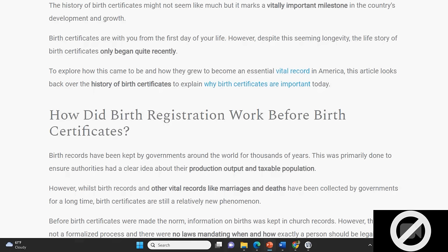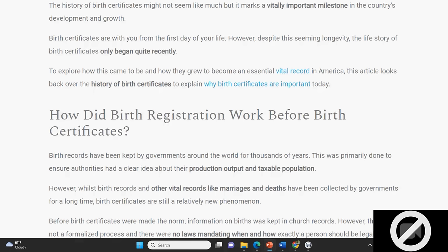To explore how this came to be and how they grew to become an essential vital record in America, this article looks back over the history of the birth certificate to explain why birth certificates are quite important today. How did birth registration work before birth certificates? Birth records have been kept by governments around the world for thousands of years. This was primarily done to ensure authorities have a clear idea about their production output and taxable population.